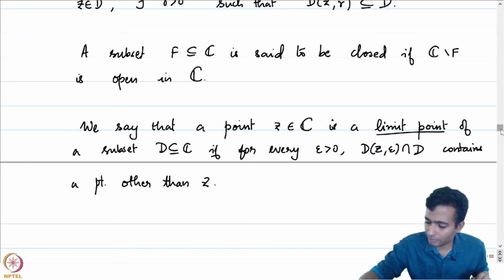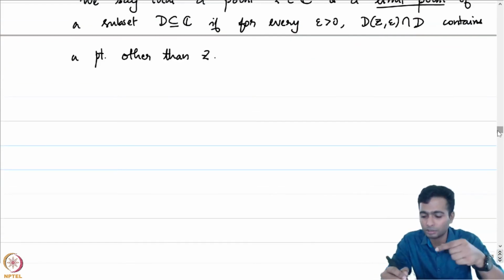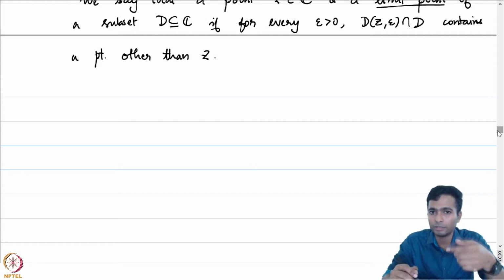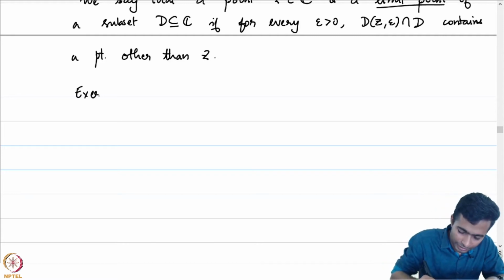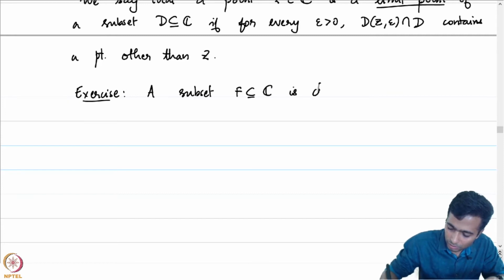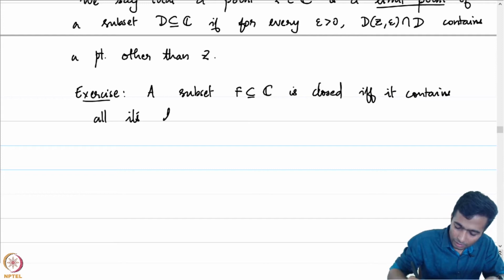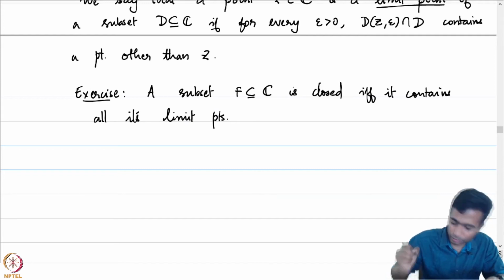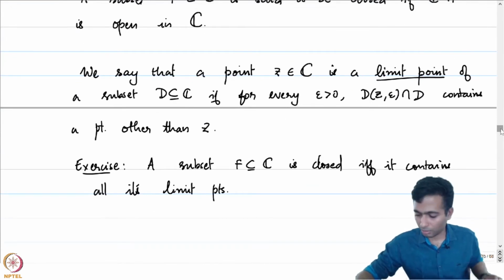In a metric space, this is also the same as demanding that you have a sequence in D converging to z, where the sequence consists of points other than z. And I will leave it as an exercise for you to check that a subset F contained in C is closed if and only if it contains all its limit points. These are notions which I'm sure you would have seen. If not, I'll refer you to Rudin's book, which contains most of these results.